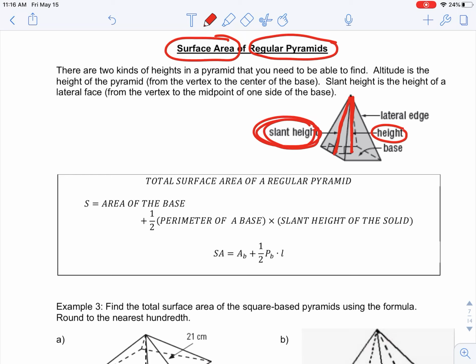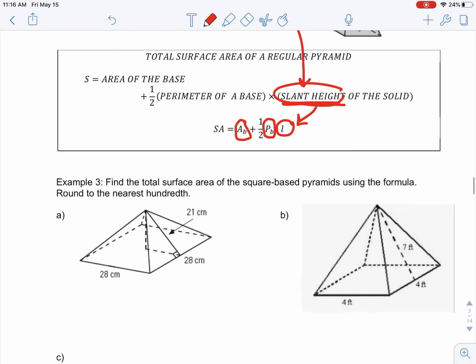So here's your formula. It's the area of the base, which is usually a square or a rectangle or a triangle, plus 1/2 the perimeter of the base times L. And what's L? L is that slant height that we just saw in the picture there. Okay, that's what L is. So I'll go through a couple examples with you. So here we go. Let's write out our formula. Surface area equals area of the base plus 1/2 perimeter of the base times L, which is the slant height.